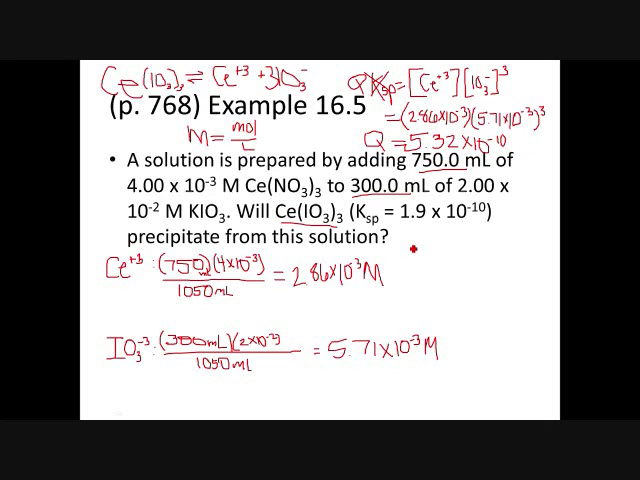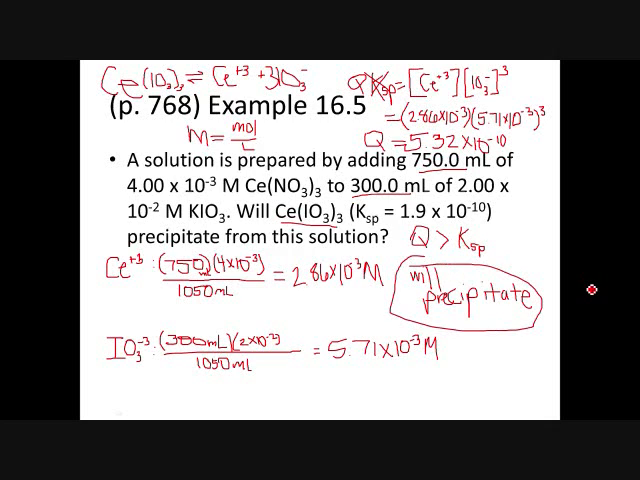Okay, so now we have to compare Q versus Ksp. So Ksp is 1.9 times 10 to the negative 10, and the Q is 5.32 times 10 to the negative 10. Well, Q is larger. So that means from the previous slide, since Q is larger, it will precipitate in order for that to form the solid.